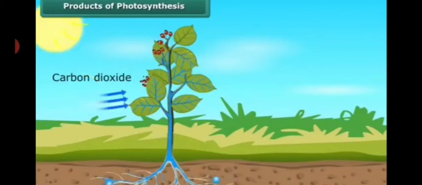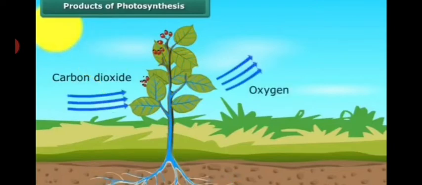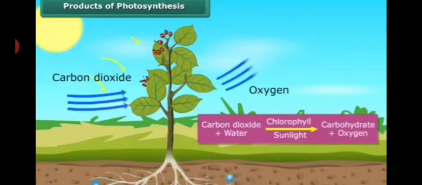Product of photosynthesis means what are the things that are produced. We have already told that plants prepare food. So what are the things prepared? Let's see. Not only the food, it also prepares another thing, that is, it gives oxygen. The plant is taking carbon dioxide for preparation of the food and it is releasing oxygen.